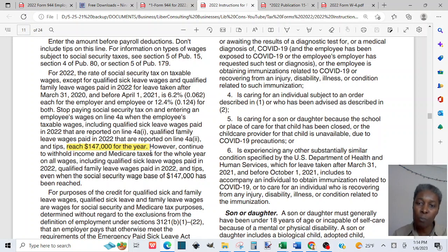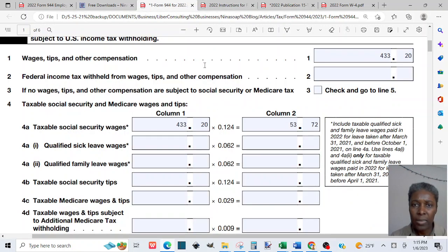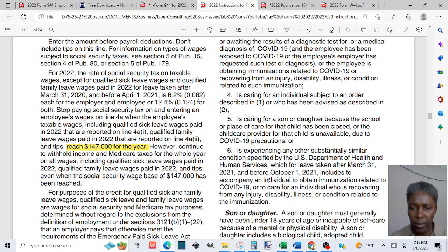So anything else you pay yourself after that first $147,000, you do not pay social security tax on it, but you will continue to pay Medicare tax, and your business will continue to pay Medicare tax. And there is a limit for Medicare tax where you will pay more. So we will probably come back to that.